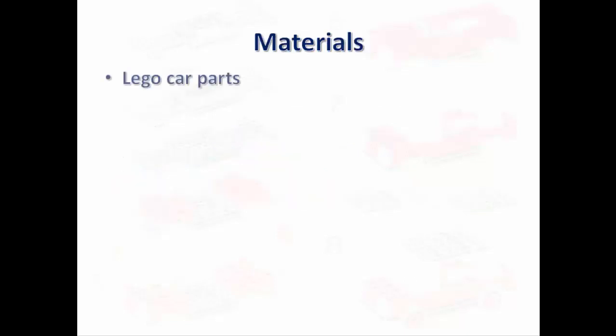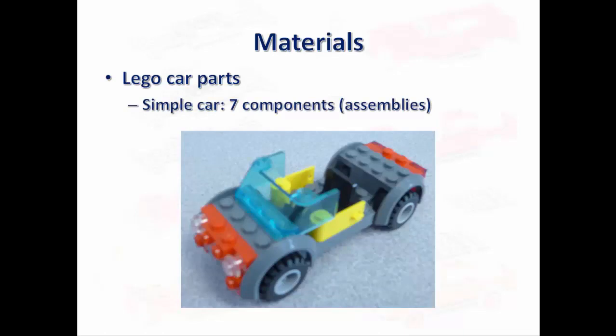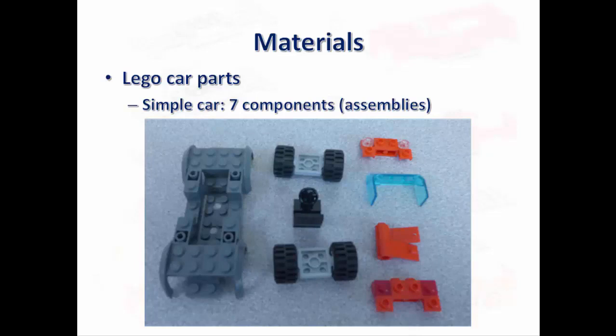The materials needed are Lego car parts, and you can have students build whatever kind of Lego car you want. I found that this following car is pretty simple, and it has components that are readily available from various Lego websites. The 7 components here consist of a chassis or frame and fenders, 2 axles, a front and rear with headlights and taillights, 2 doors, a windshield, and a seat/steering wheel that you can have clipped together.